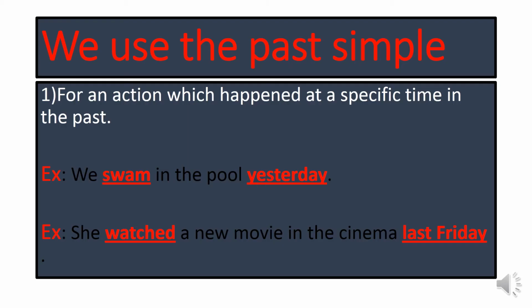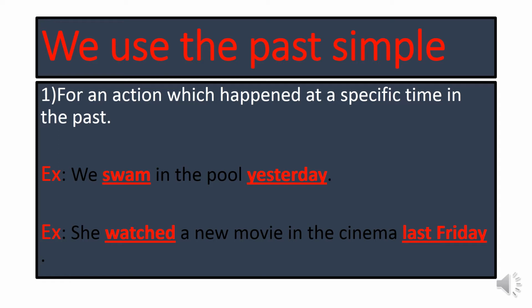Let's study the past simple tense. First, let's know what are the usages of the past simple tense. In which situations can I use the past simple tense? We use the past simple for an action which happened at a certain time or specific time in the past, or something happened and finished.